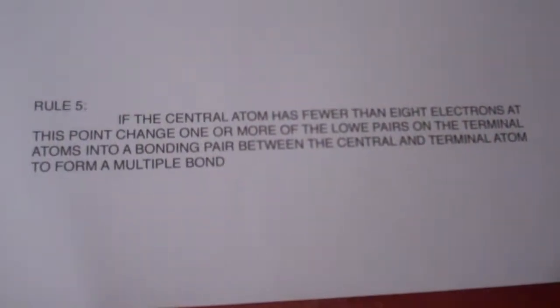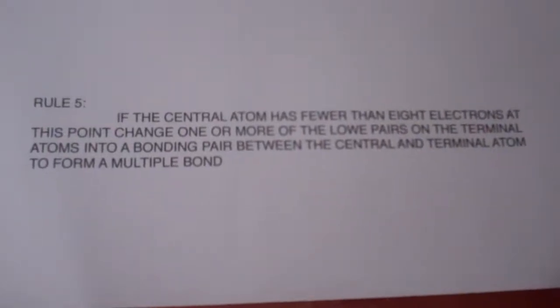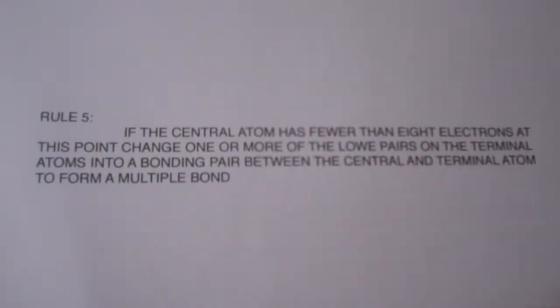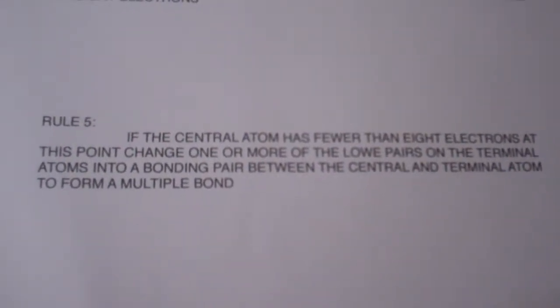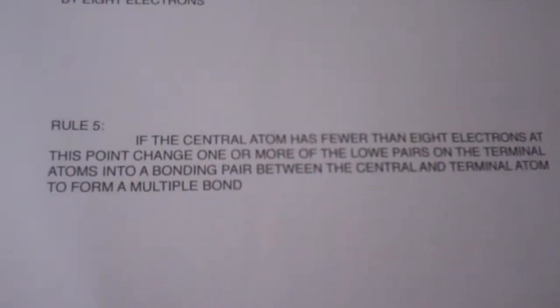Rule 5. If the central atom has fewer than 8 electrons at this point, change one or more of the lone pairs on the terminal atom into a bonding pair between the central and terminal atom to form a multiple bond.